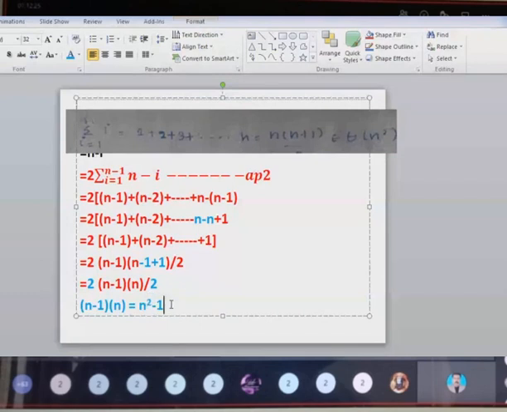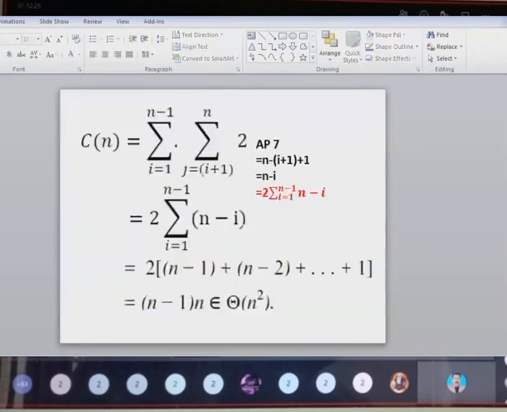n square minus n, which is equivalent to n square. That's all. Any doubts here? Any doubts in the derivation?